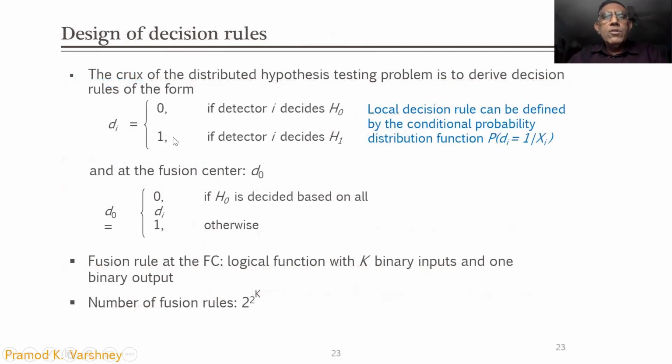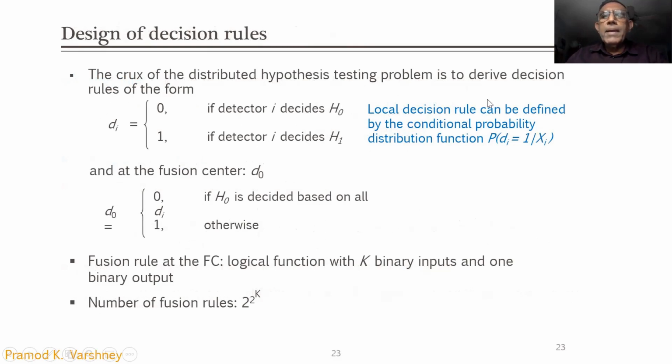As I said, just to summarize again, the crux of the distributed hypothesis testing problem is to derive decision rules of the form, which means how does detector i or sensor i decide H0 or H1?